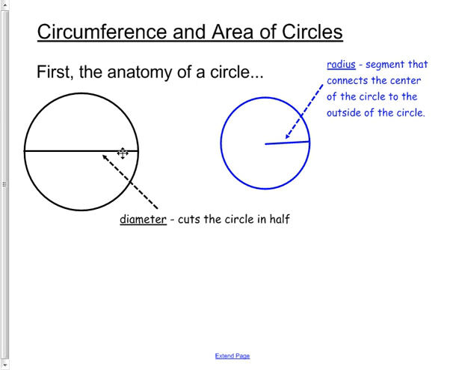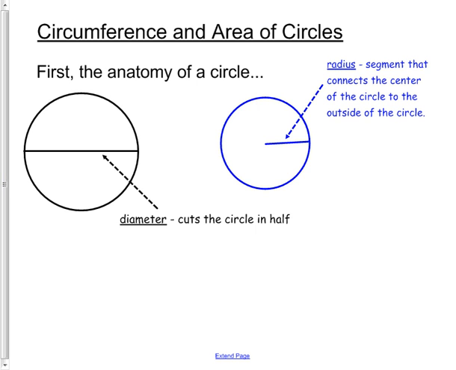The first part is the diameter, and that goes all the way across, right through the middle. It cuts the circle in half. The radius starts at the middle and connects it to the outer part of the circle. So I guess outside the circle is probably not technically correct, because outside the circle would be out here. It connects it to the circle. So it connects the middle to the circle.